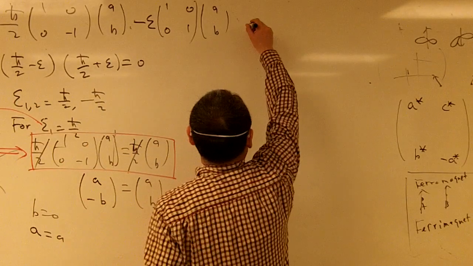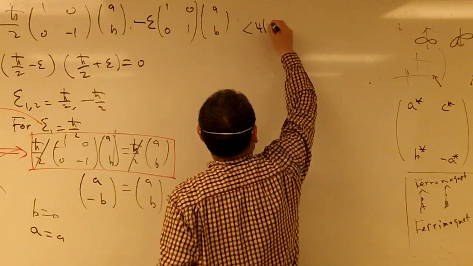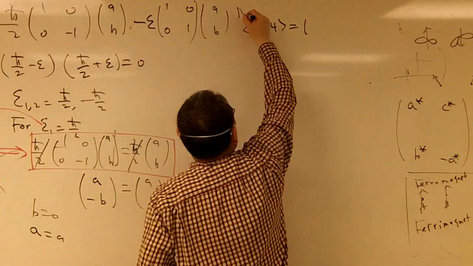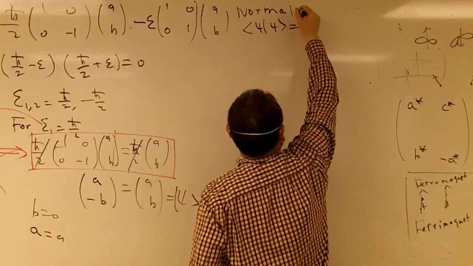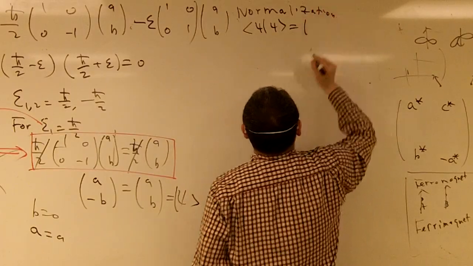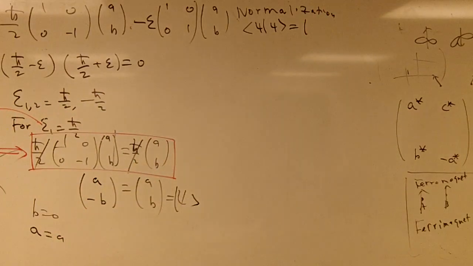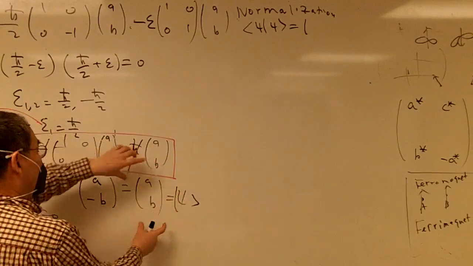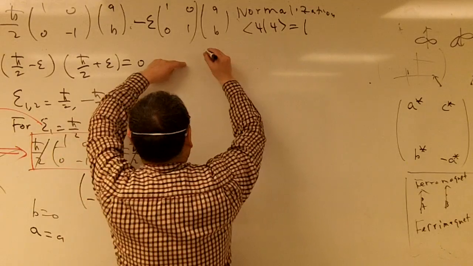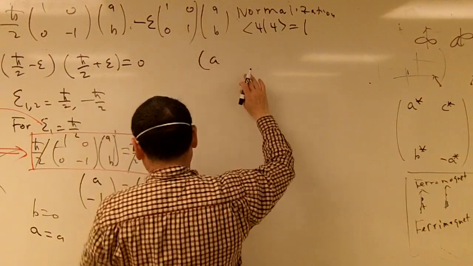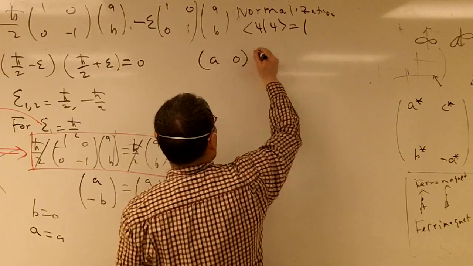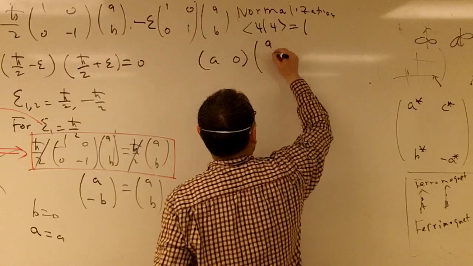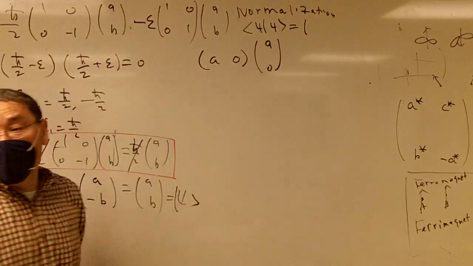So now the normalization means the inner product of psi with itself has to equal 1. That's a normalization. Let me write this down. This is so important, normalization. The bra part means I need to rotate them. So this part will be A, B is 0, so I don't need to write anything out. The ket part, this is the ket part. This is A, 0. And that's the bra part.